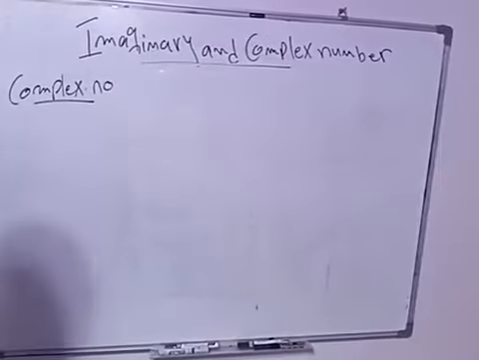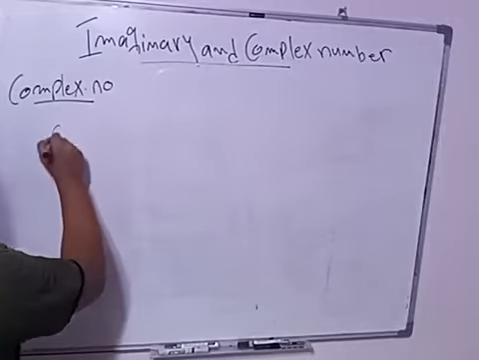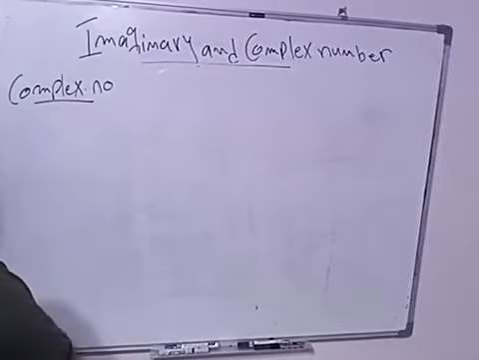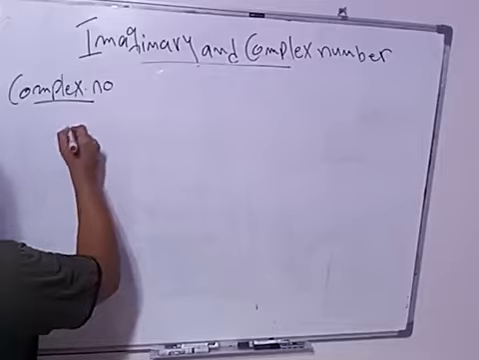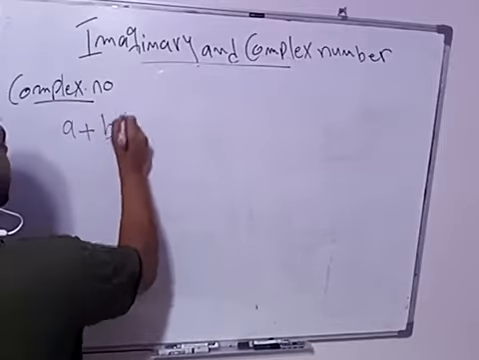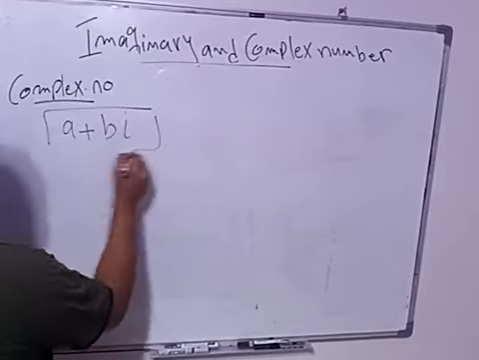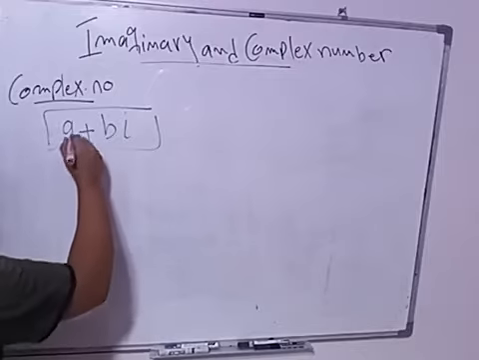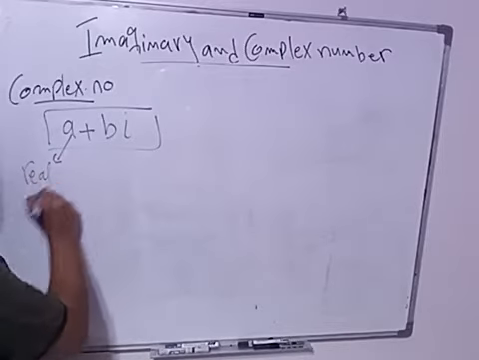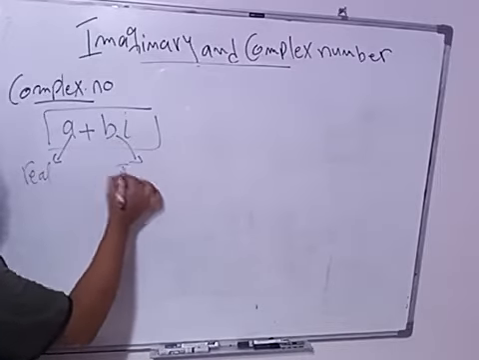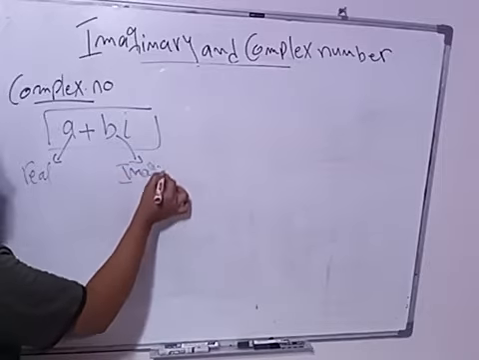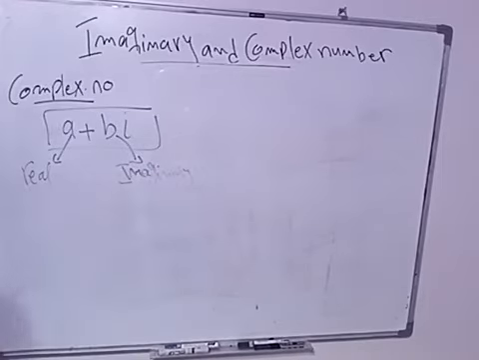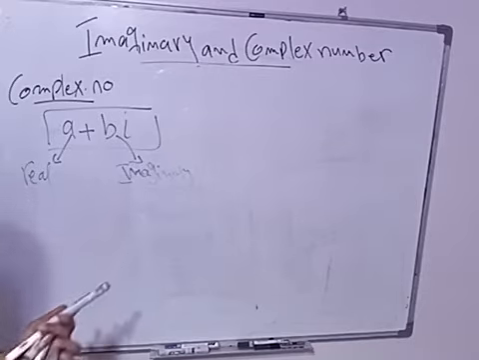Now let's talk about the meaning of a complex number. Write a plus bi. The complex number consists of two parts. The first part is a real number and the second part is an imaginary number.